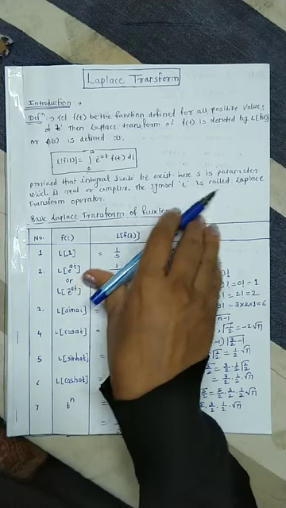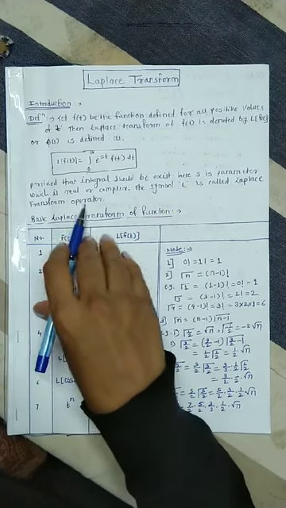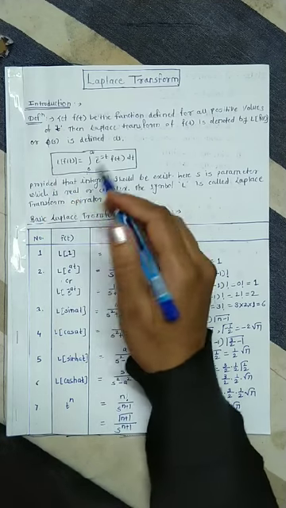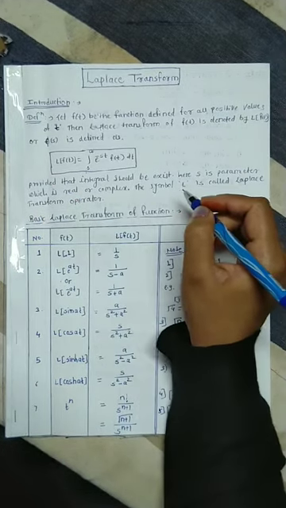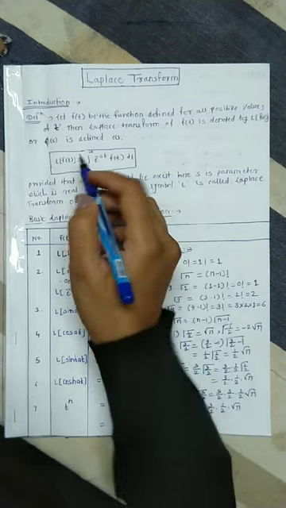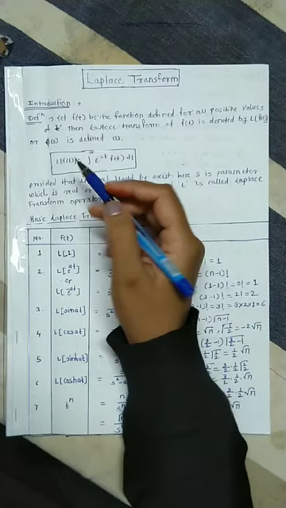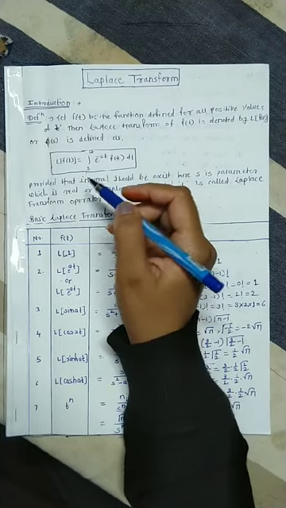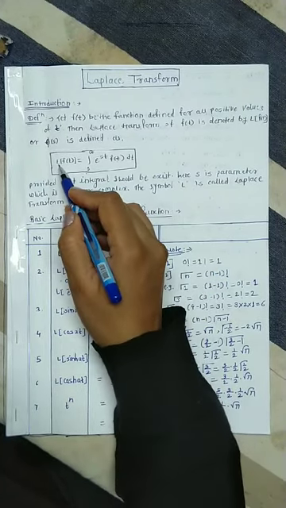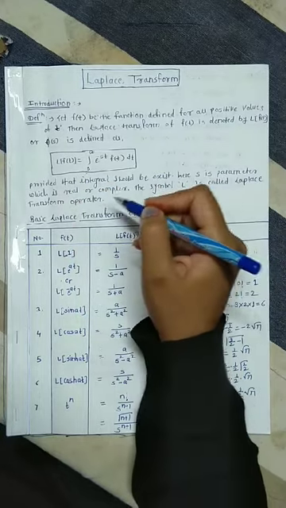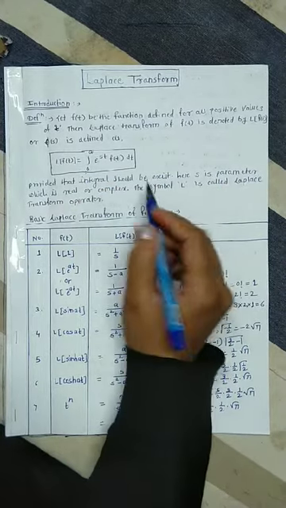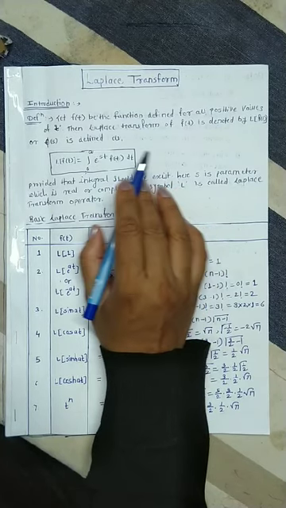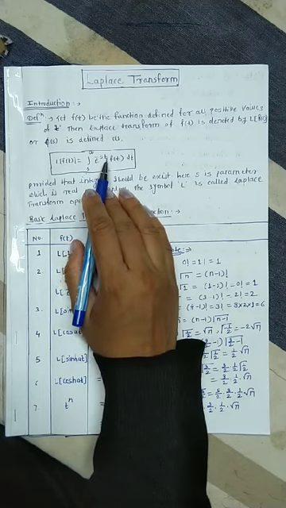The symbol L is usually called the Laplace transform operator. Like d by dx is the derivative operator, and the integration sign is the integration operator, and del is also there, we have studied del also. Likewise, L is called the Laplace transform operator. This is the basic definition of Laplace transform. In the exam, they can ask the definition for 1 or 2 marks.